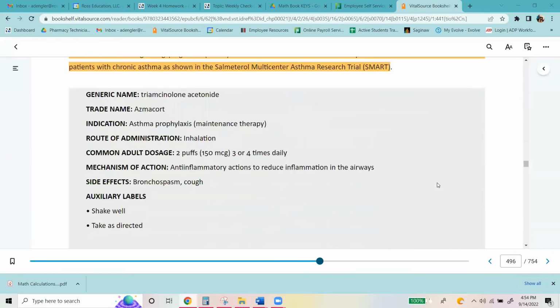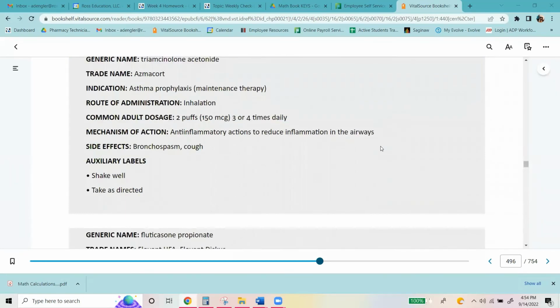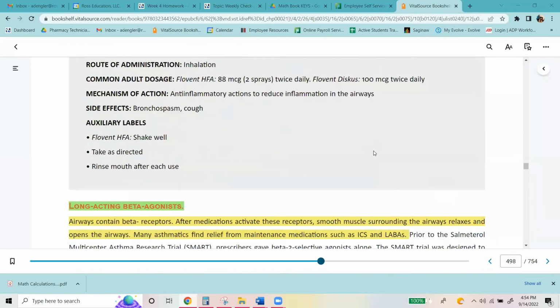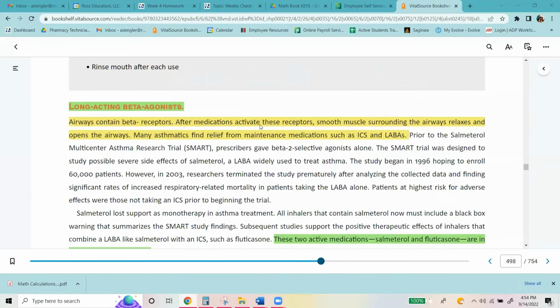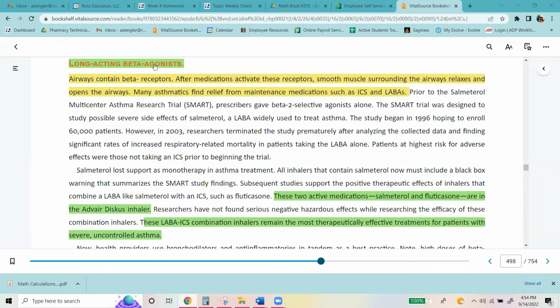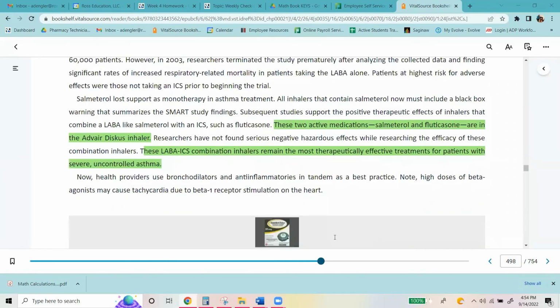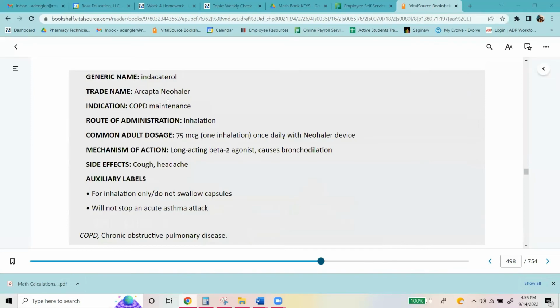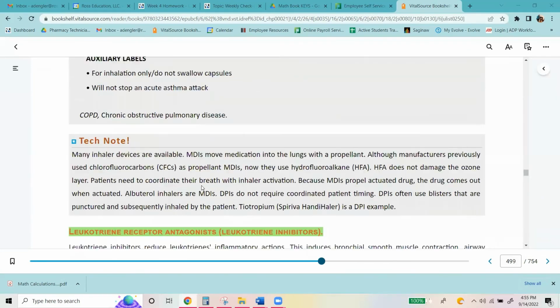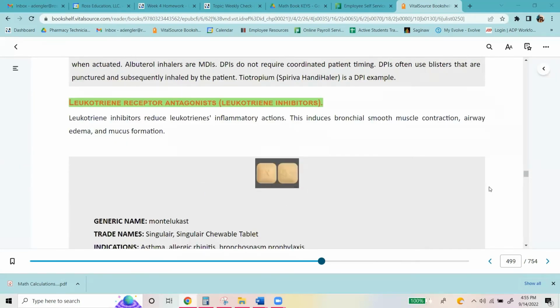SMART. So here's just kind of listing some asthma prophylaxis treatments. Again, talking about the ones they take every day to prevent triggers of asthma. We already kind of talked about LABAs, long-acting beta agonists. And we have Serevent Diskus, indicated for asthma maintenance, which we already kind of talked about. And for leukotriene receptor antagonists, which we talked about when I was going through that chart.